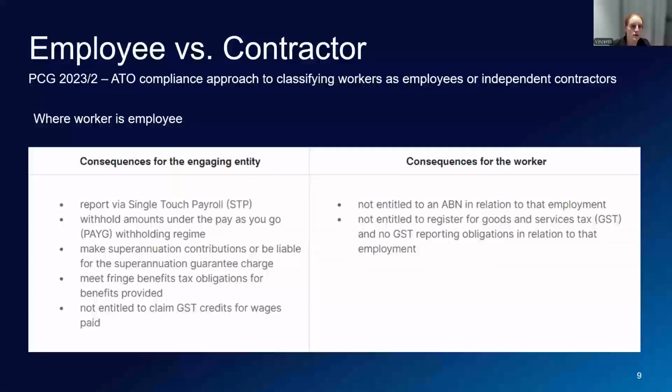So just running through the consequences for the employee and the employer. Where the worker is an employee, the consequences for the engaging entity are that you must report via single touch payroll, you must withhold amounts under the PAYG withholding regime, you must make super contributions, meet fringe benefits tax obligations, and you're obviously not entitled to claim GST credits for wages paid. And then the consequences for the worker would be that they're not entitled to an ABN in relation to that employment and not entitled to register for GST in relation to that employment.